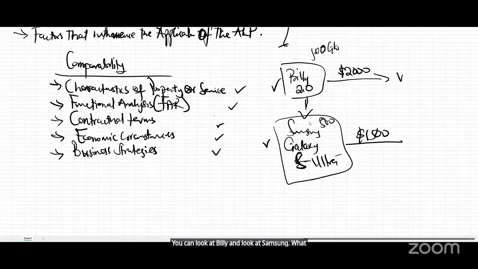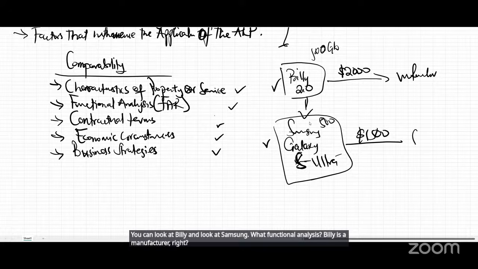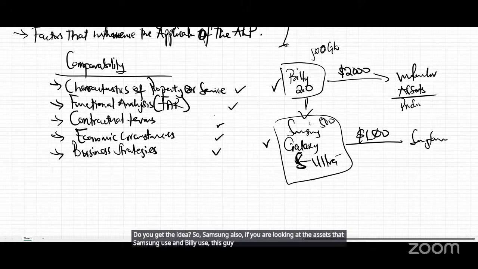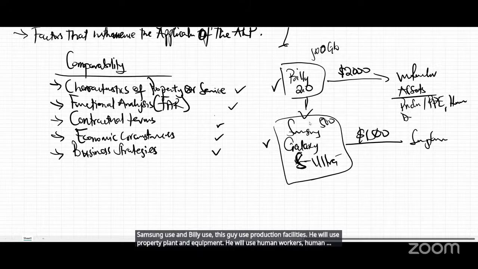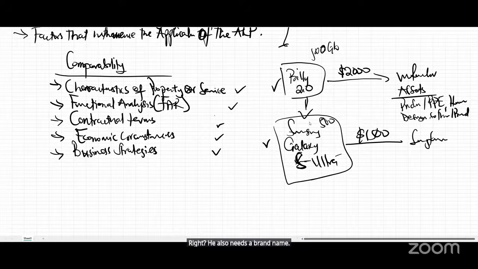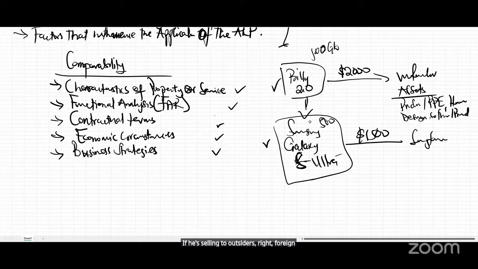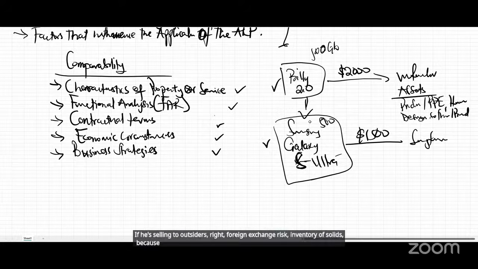What functional analysis? Billy is a manufacturer, right? Samsung is also a manufacturer. Good. Do you get the idea? If you are looking at the assets that Samsung and Billy use, this guy uses production facilities. He will use property, plant, and equipment. He will use human workers, human assets. He will use design software to design the phone, right? He also needs a brand name. Samsung also needs the same thing. And what risk would he assume? Because he is new, market risk. The market may not accept price volatility, if he's selling to outsiders. Foreign exchange risk, inventory obsolescence because it's technology. Do you see how to do a functional analysis?